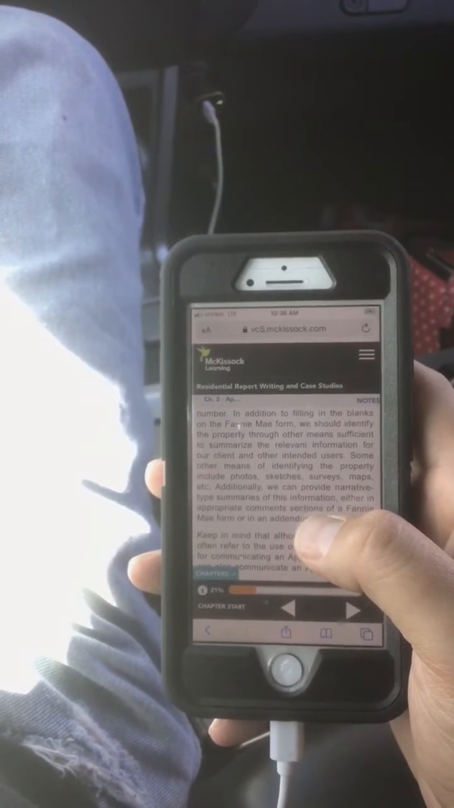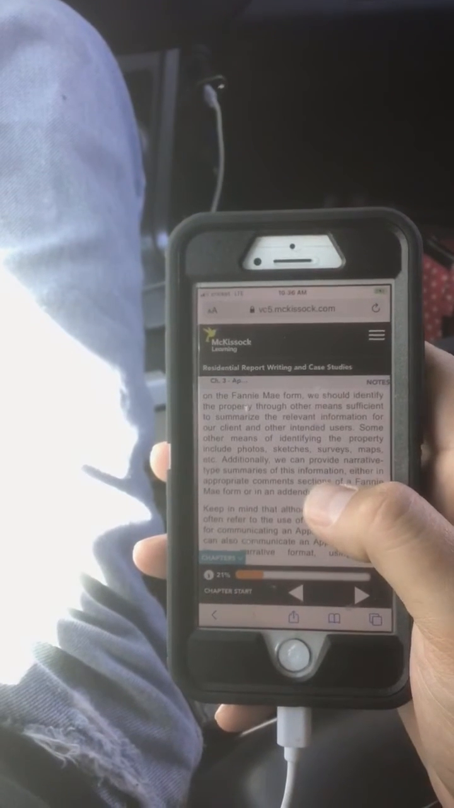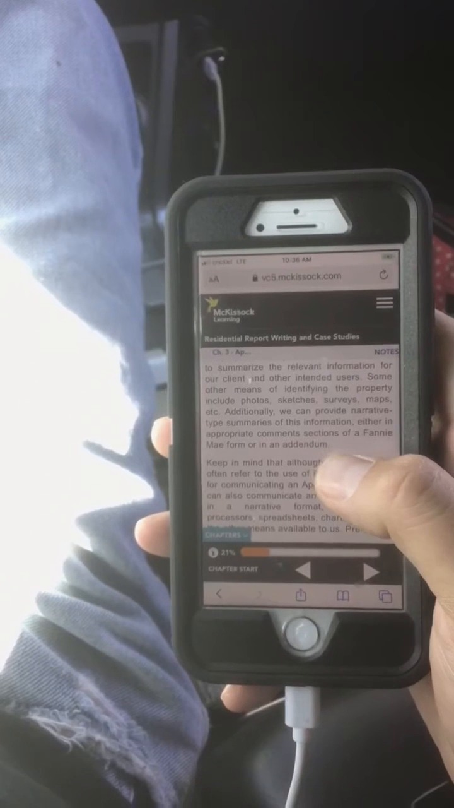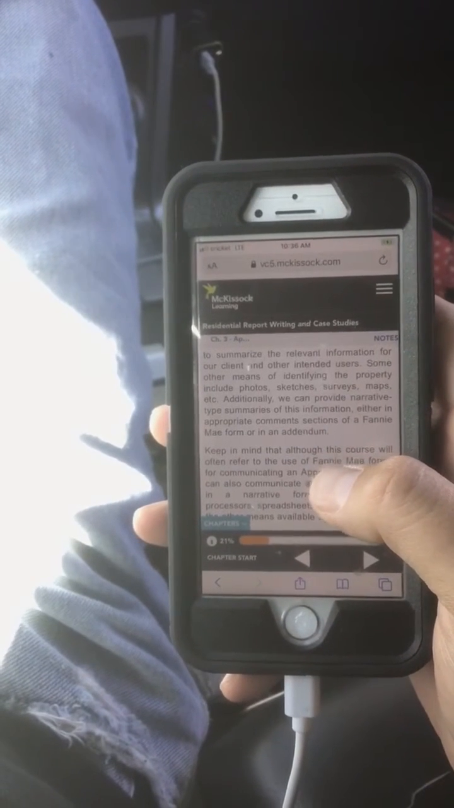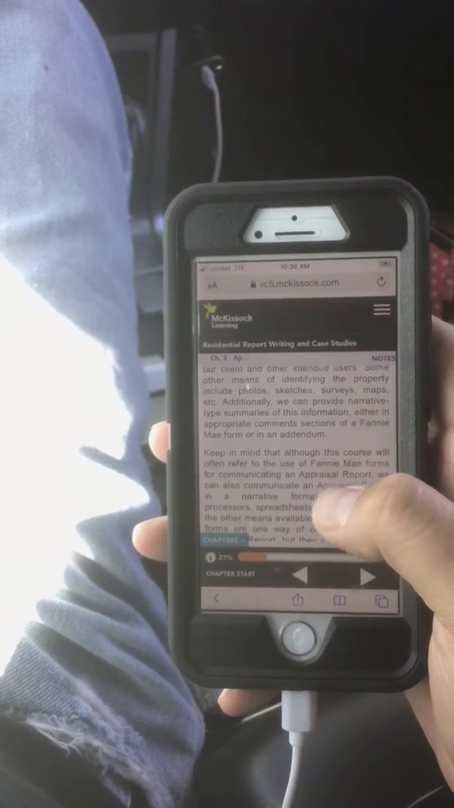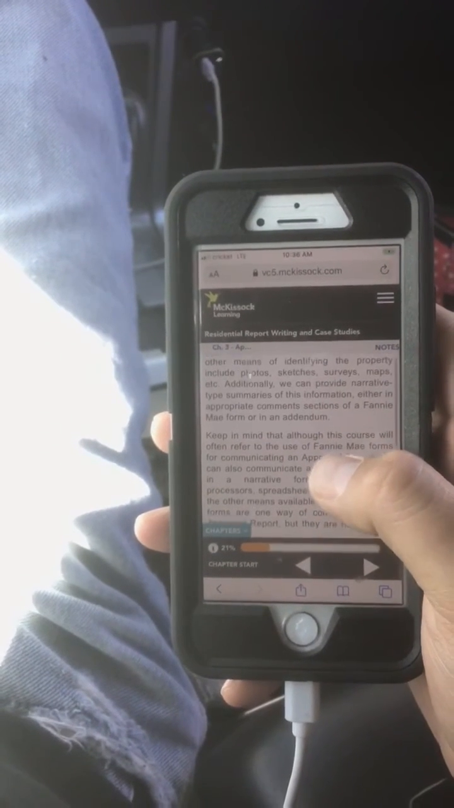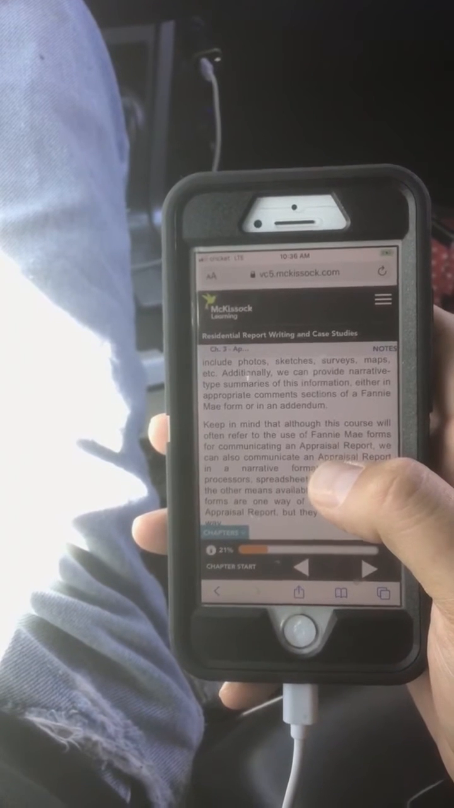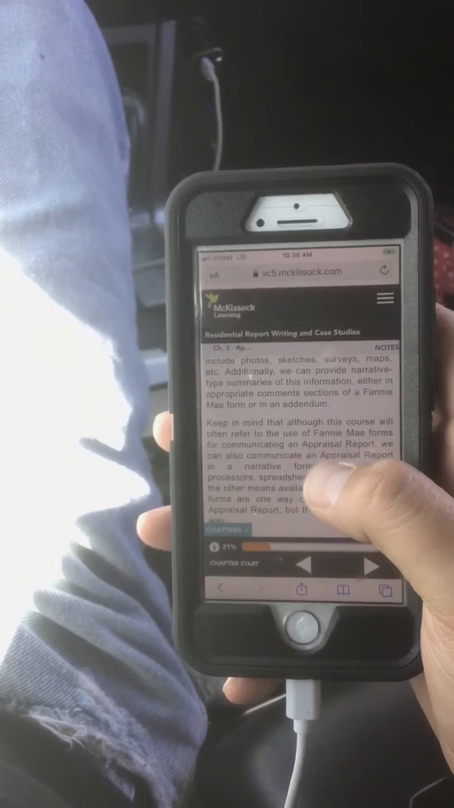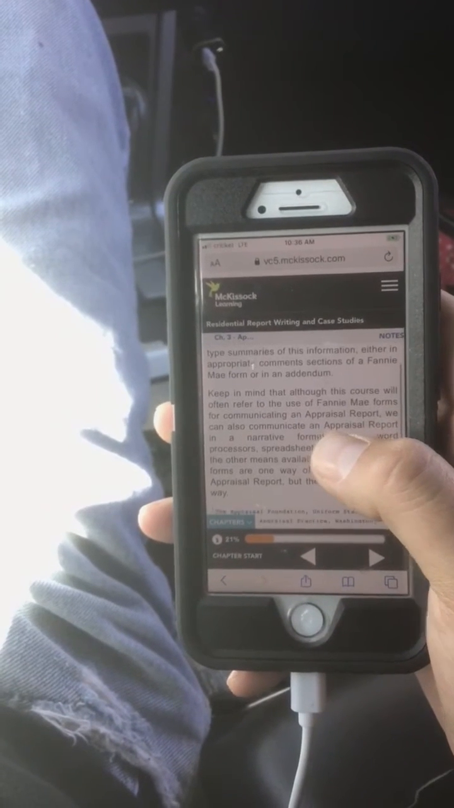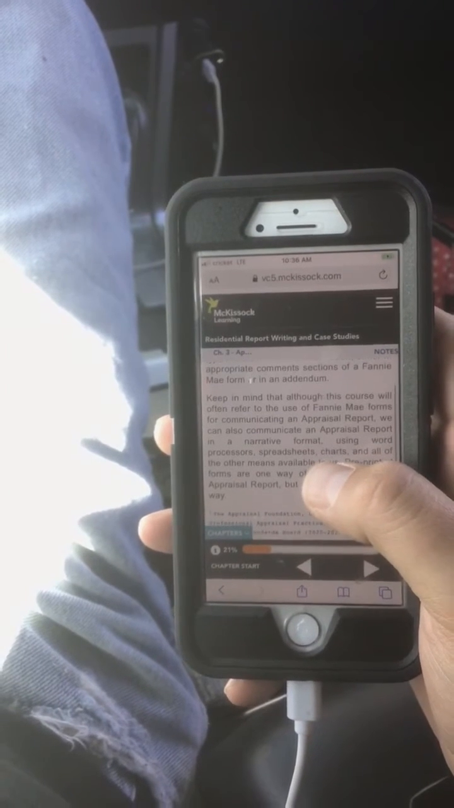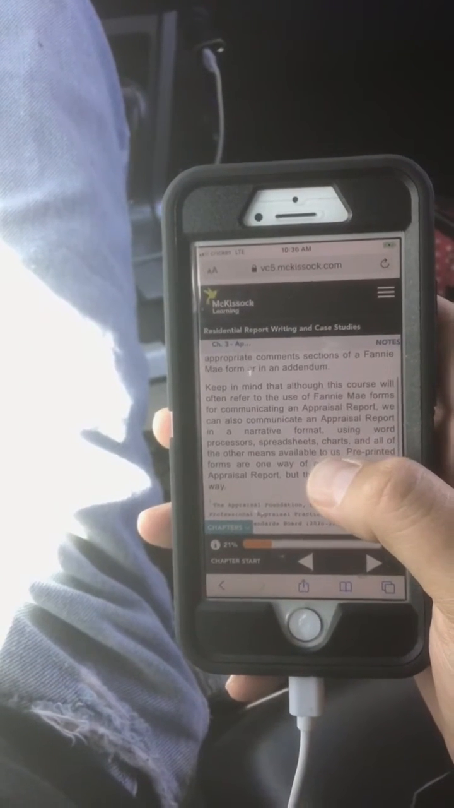In addition to filling in the blanks on the Fannie Mae form, we should identify the property through other means sufficient to summarize the relevant information for our client and other intended users. Some other means of identifying the property include photos, sketches, surveys, maps, etc. Additionally, we can provide narrative type summaries of this information, either in appropriate comments section of a Fannie Mae form or in an addendum.